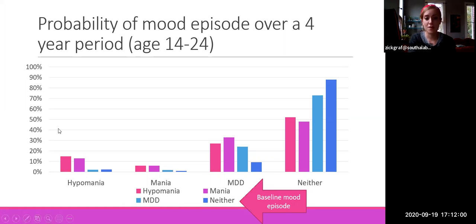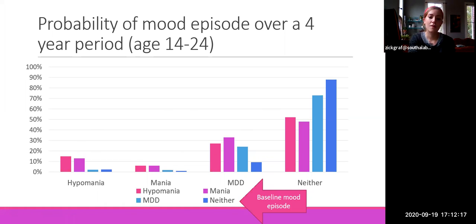And actually the numbers are pretty similar for people who had a manic episode. A good number of them also didn't go on to have another mood episode. The majority who did go on to have another mood episode had a depressive episode, and more of them had a hypomanic episode than another manic episode.